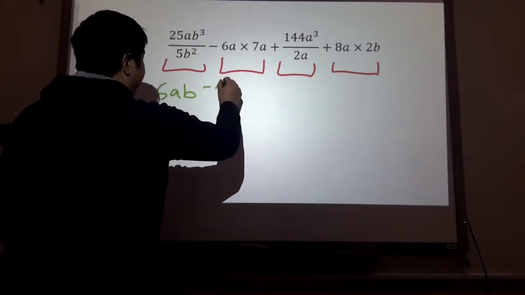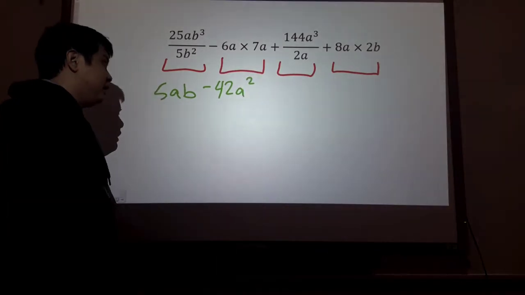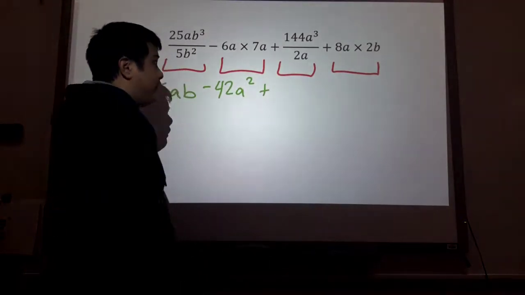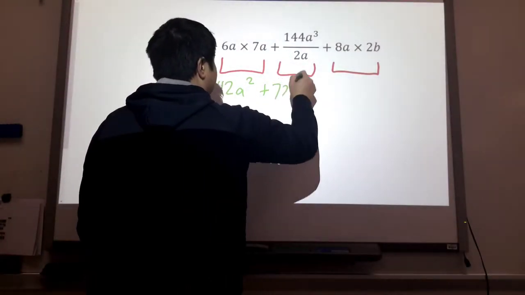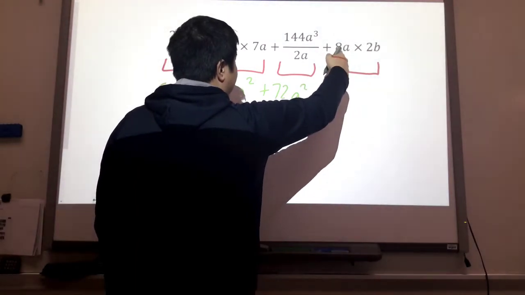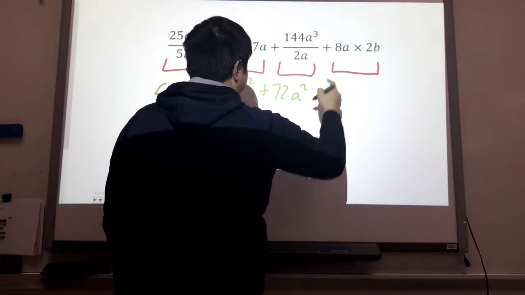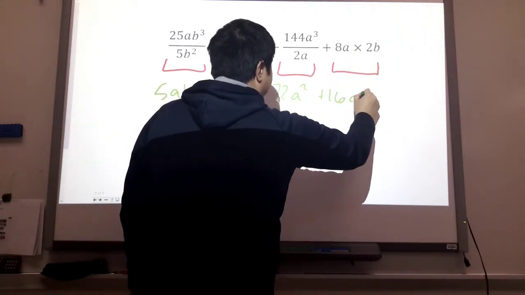6 times 7 is 42, and a times a is a squared. With the addition sign down, we have 144 divided by 2, which is 72. a cubed divided by a is a squared. And finally over here, 8 times 2 is 16, with a times b, which is simply ab.